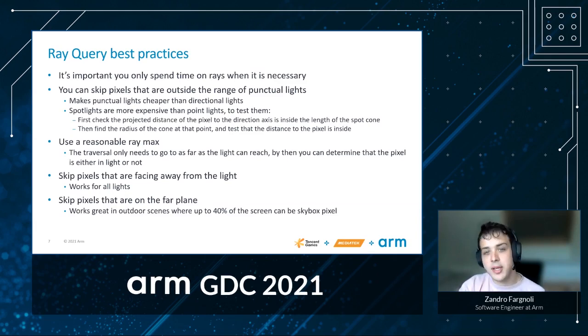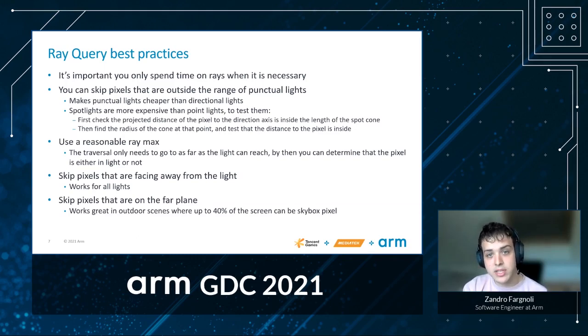The next tip is to skip pixels that are not facing the light at all. Since we've already generated our geometry in the gbuffer pass of our deferred renderer, we have access to surface normal information and can use the dot product of the surface normal to the direction of the light to determine whether the surface is facing the light or not. If it isn't, we can determine that it must be in shadow and skip the ray query call altogether.